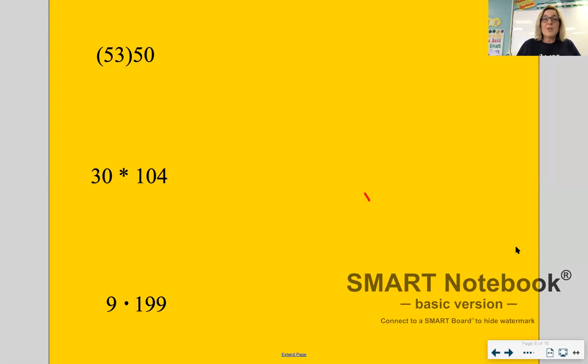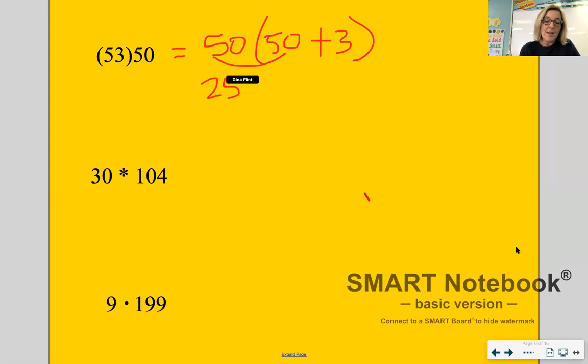So if you look at the first problem, 53 times 50, multiplying by 50 is really not an issue. So if we take the 53 and break it up, we could still multiply 50, but now it's times 50 plus 3. So I left the 50 alone. I broke up 53 into 50 plus 3, and now we'll multiply 50 times 50, which is 2,500. And 50 times 3 is 150. And that would be 2,650.